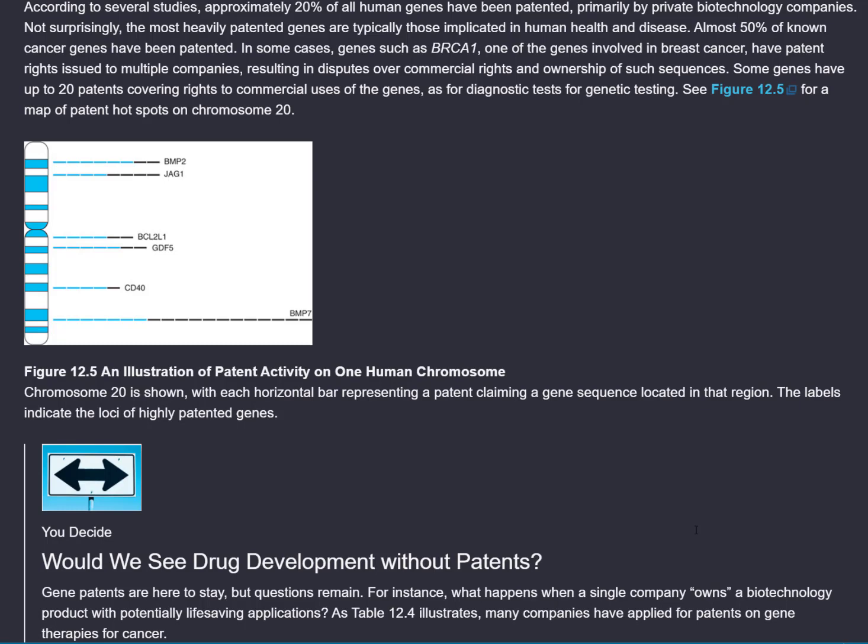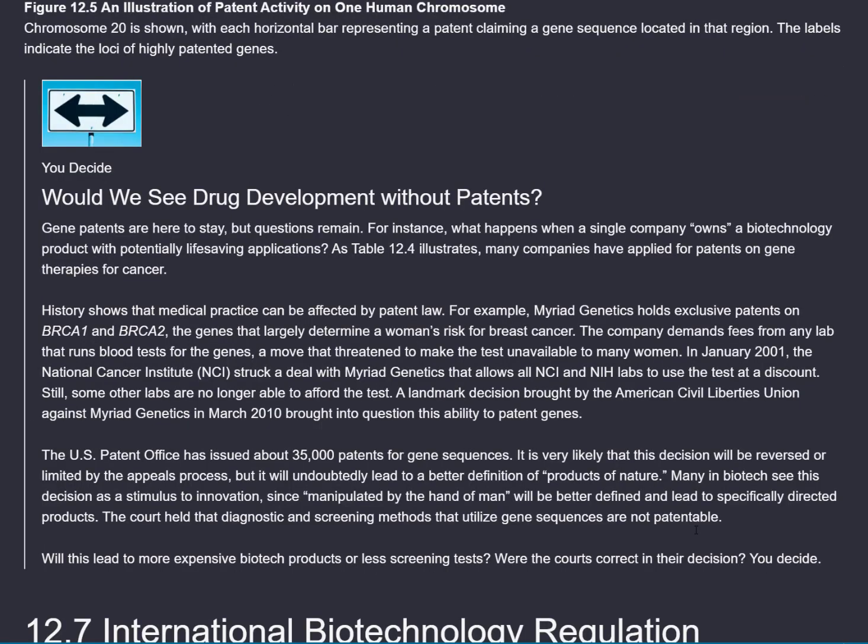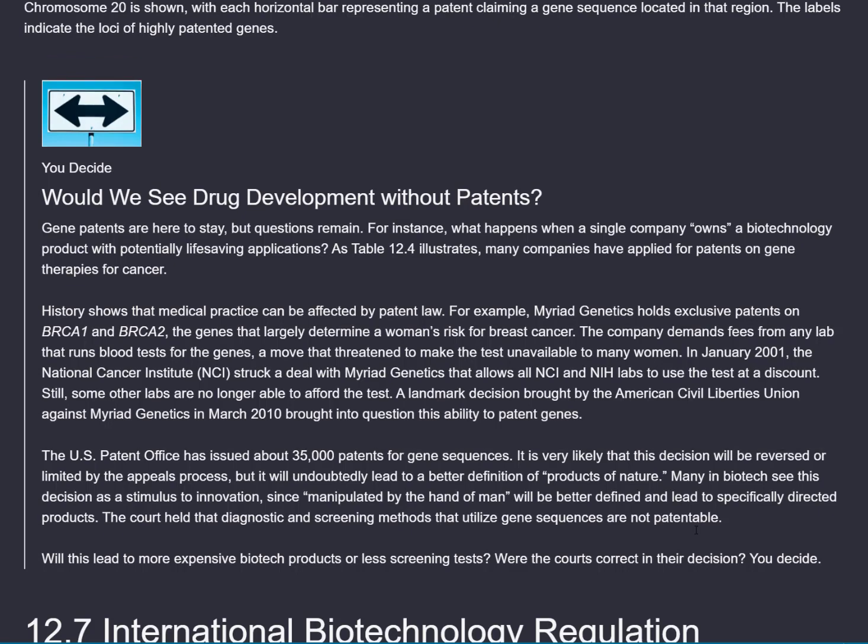Some genes have up to 20 patents covering rights to commercial uses of the genes, as for diagnostic tests for genetic testing. See Figure 12.5 for a map of patent hotspots on chromosome 20. Figure 12.5: an illustration of patent activity on one human chromosome. Chromosome 20 is shown, with each horizontal bar representing a patent claiming a gene sequence located in that region. The labels indicate the loci of highly patented genes.